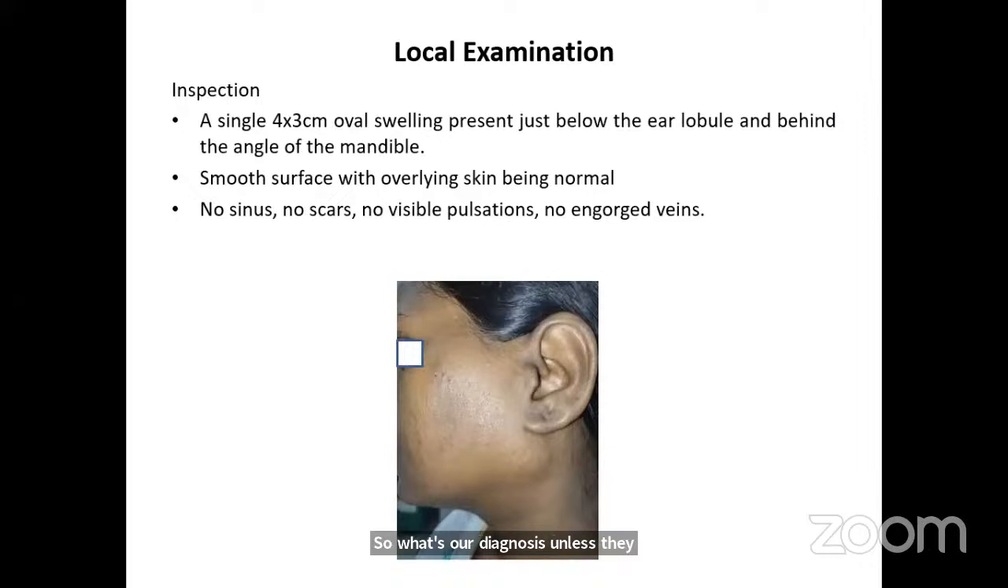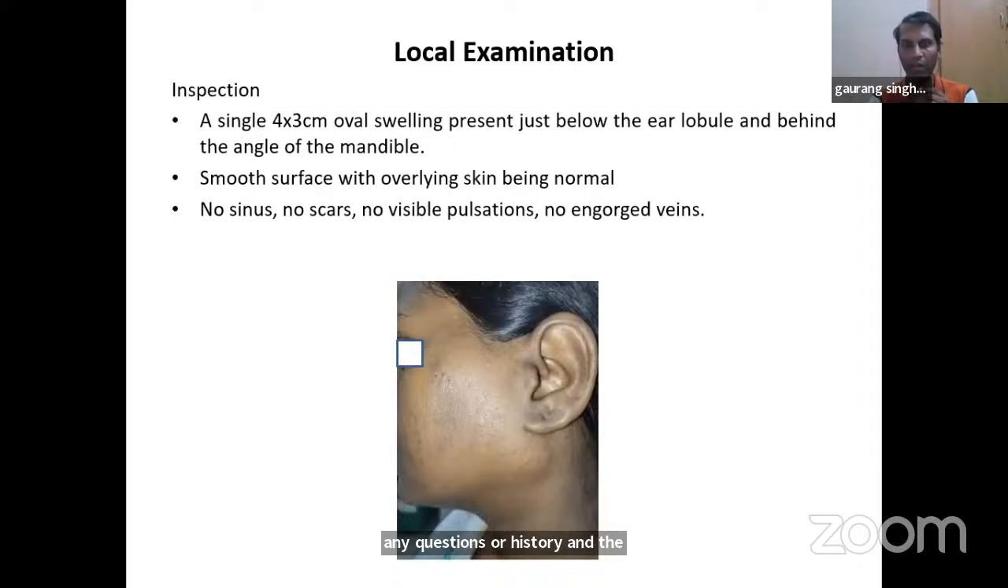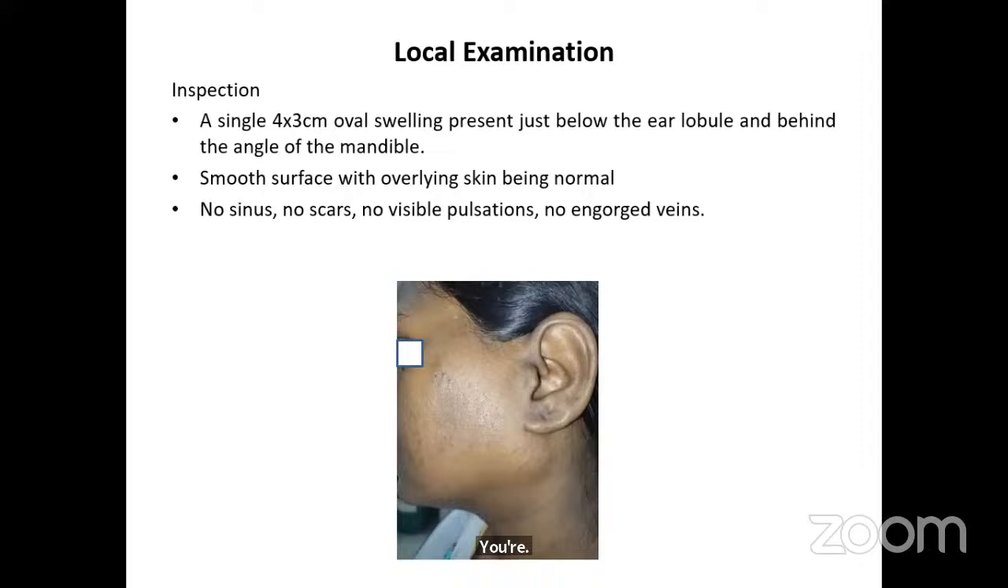So what's your diagnosis? Unless the other examiners have any questions on the history and examination. Based upon the history of 8 months, it's a gradual, insidious onset, slowly growing neoplasm located in the area of the parotid tail. I would think it's a benign parotid neoplasm, most probably pleomorphic adenoma, the most common. I would think my FNAC will come as pleomorphic adenoma. That will be my first diagnosis.